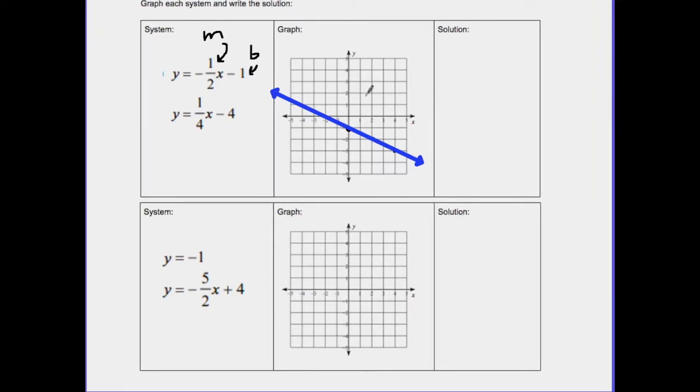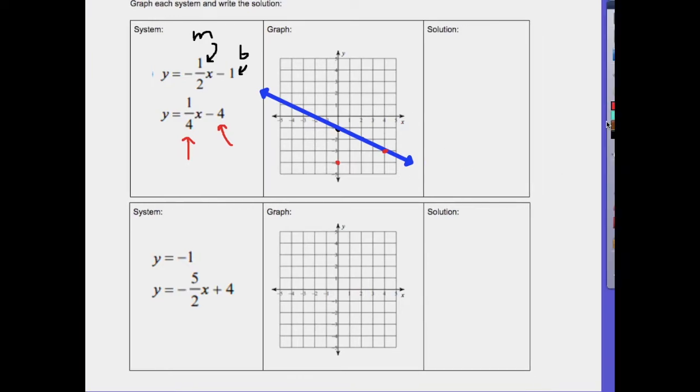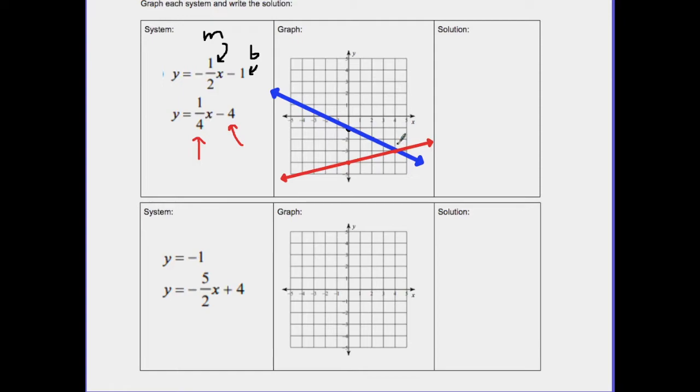All right, and then we're going to go ahead and graph the other one. So the other one, our b is going to be -4, and our slope is going to be 1/4. So I'm going to begin with b, at -4, go up 1, right 4, and I'll be here, and I'll create my other line here, and we can see that they intersect right at that point. So this one has one solution. We don't want to just say one solution, we want to say what is that solution. So x value first and then y, 4, -3.